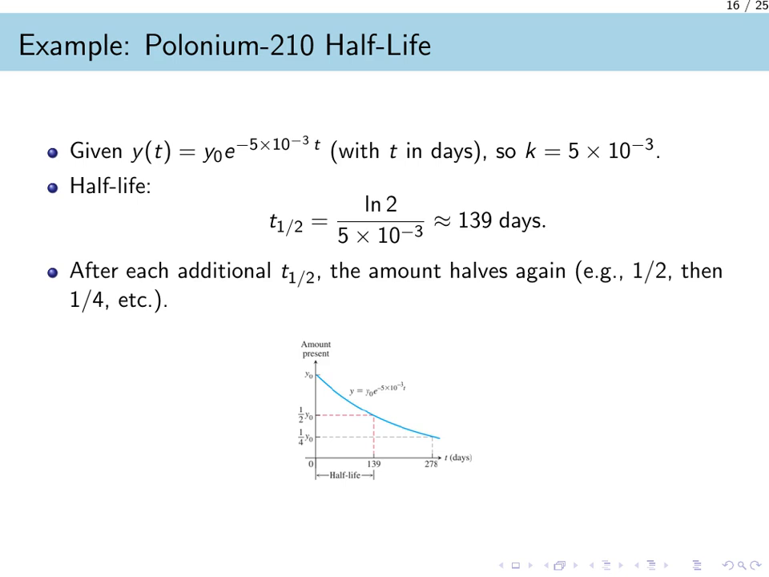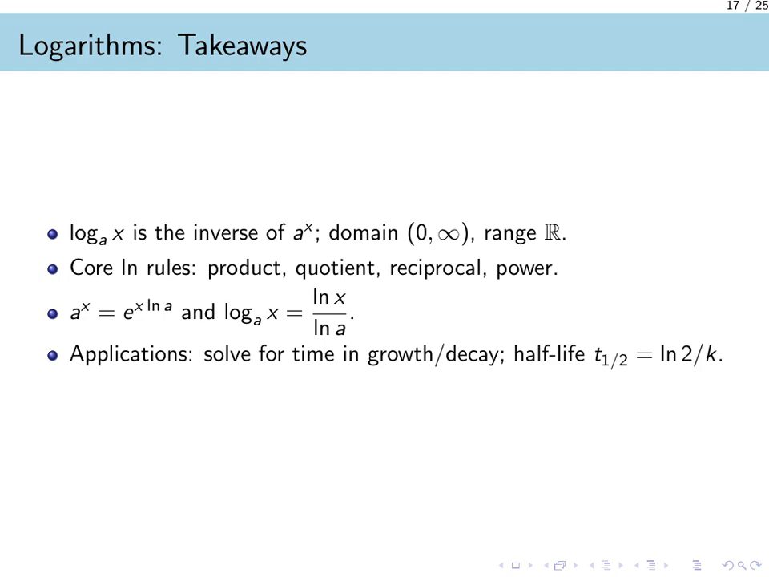This means that if you start with any amount of polonium-210, in about 139 days, you will have exactly half of it left. After another 139 days, you will be down to 1/4 of the original amount. The essential thing to remember is that the half-life is a constant property of the element, which depends only on its decay rate. Let us summarize the 3 most important ideas about logarithms.